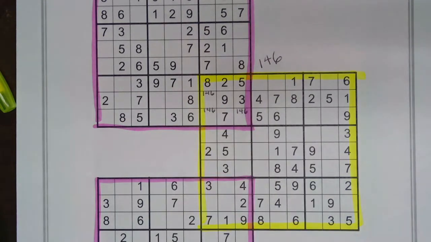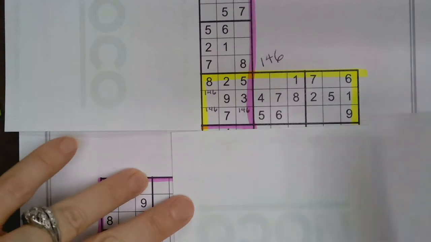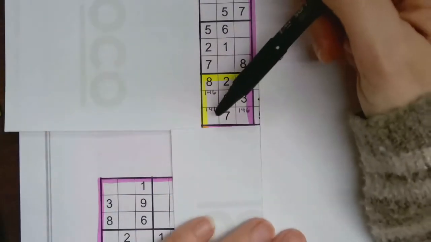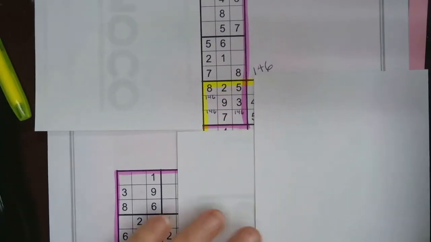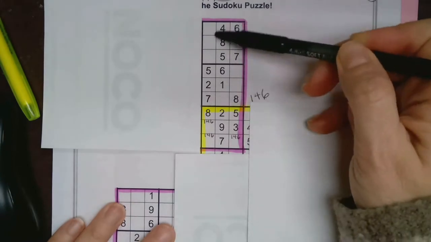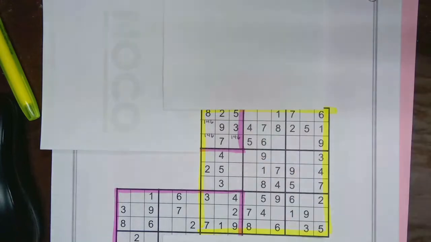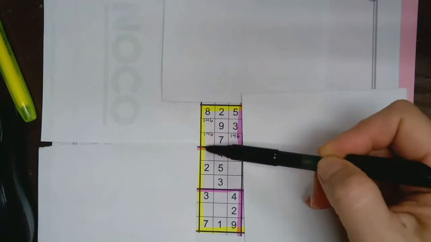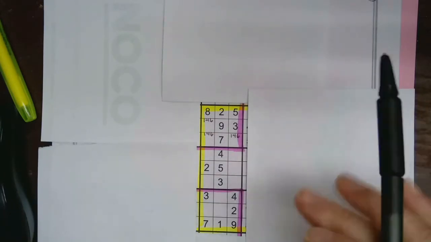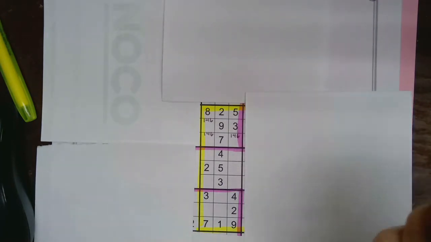Now I'm going to look at my clues. I'm going to see, is there any clue? Is 1, 4, 6 used in this column here? And it is not. There is 1, 4, 6 is not used. Now I'm going to look in this column here. Is 1, 4, 6 used in this column? No. All right. I'm going to look here. Is 1, 4, 6 used in this column? Yes, there is a 4.